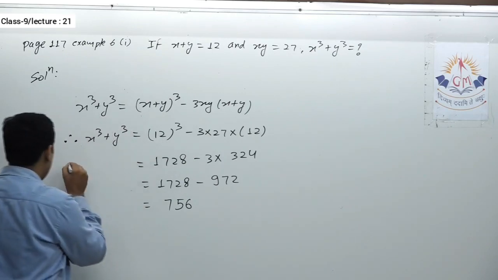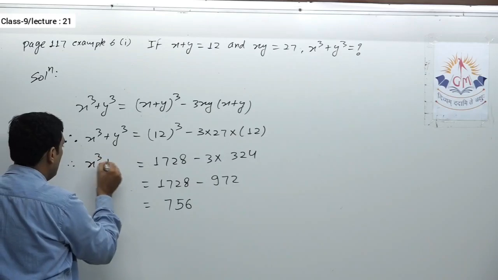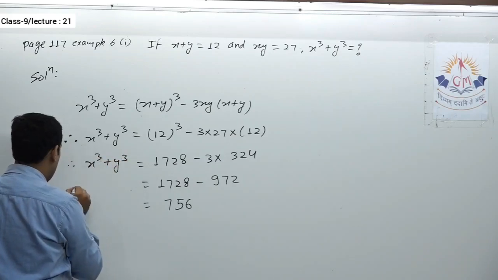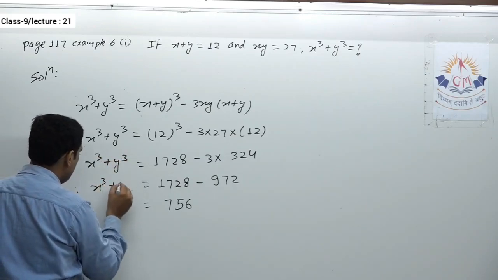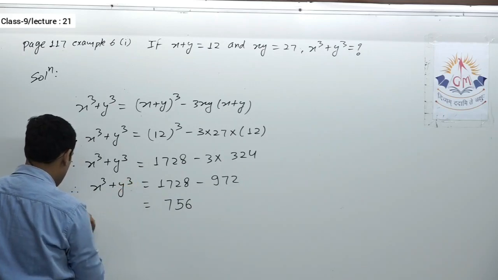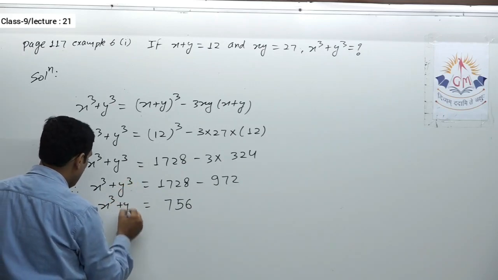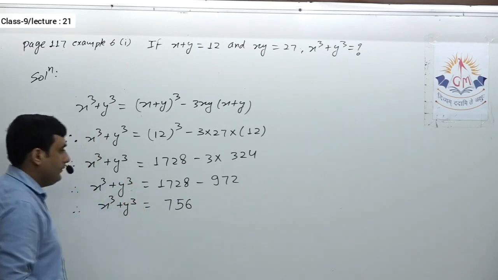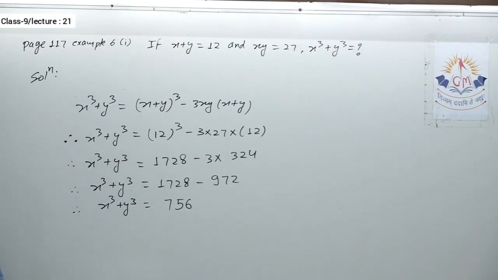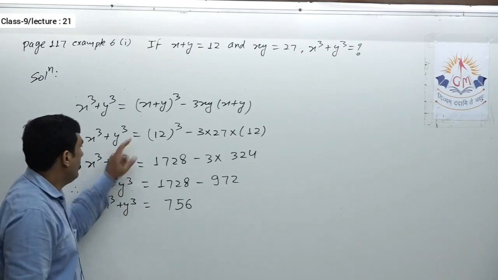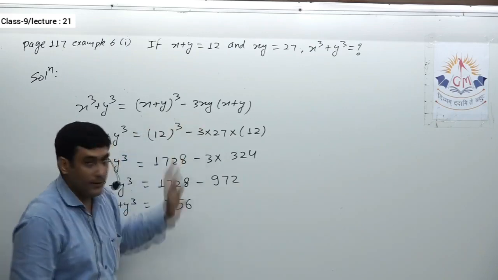So the value of x cube plus y cube is equal to 756. Okay, so I hope this is clear to you. Simply I kept the values of x plus y and xy.